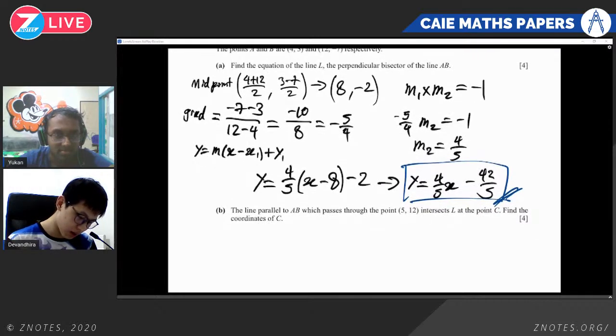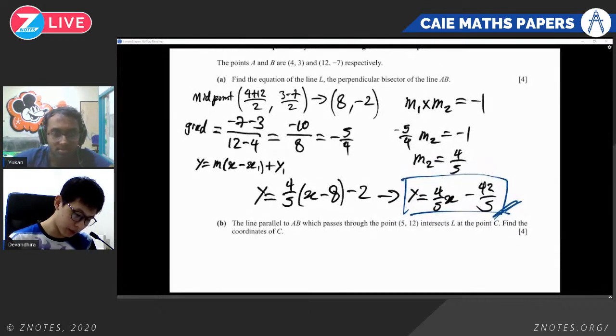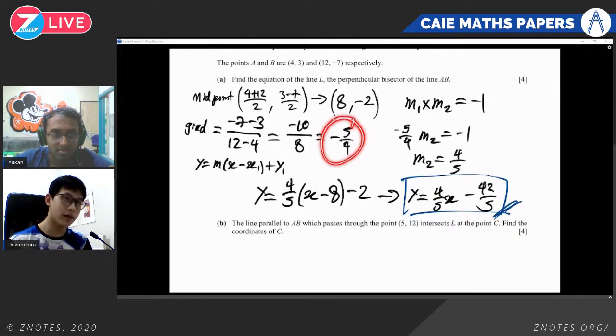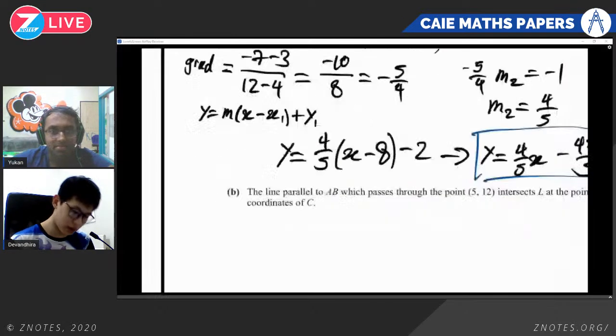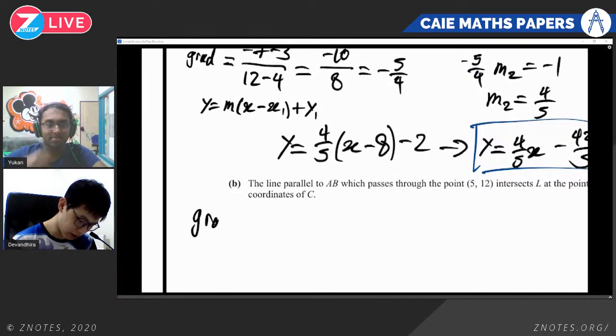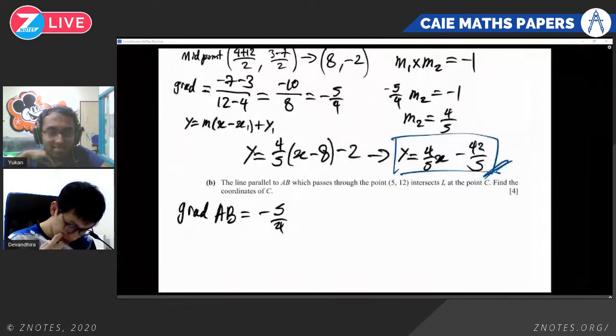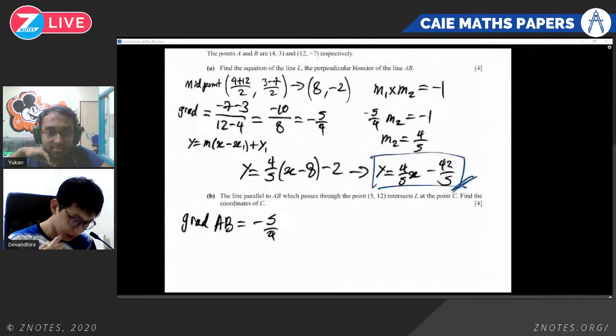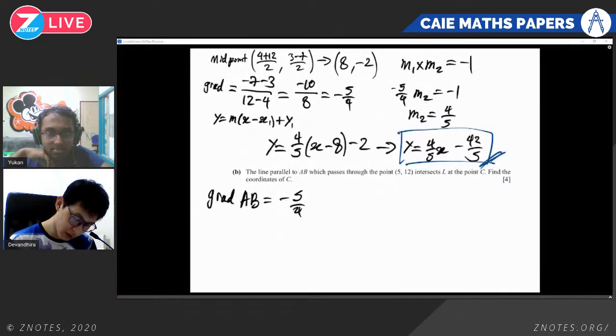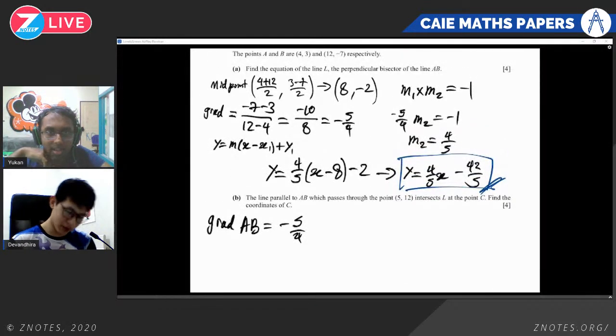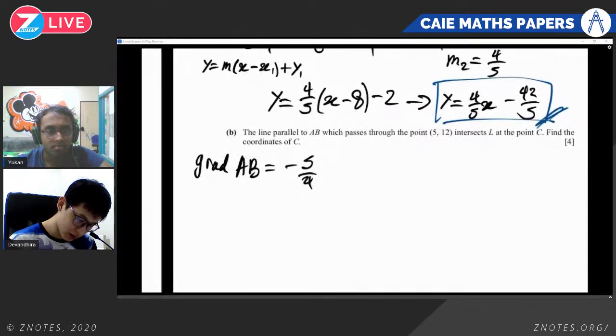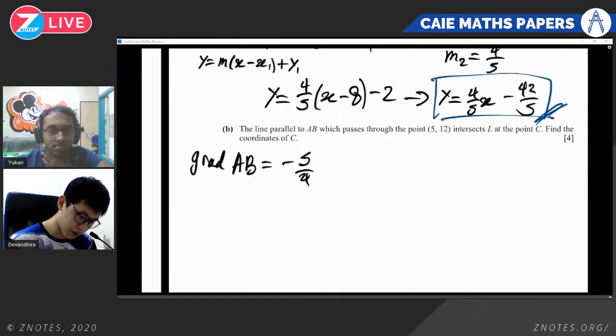The line parallel to AB. At first we found the gradient of AB, which is negative 5 over 4, correct? This one right here. So the gradient of AB is negative 5 over 4. It passes through the point (5, 12) and intersects L. So what's L? Do you remember what L is? Our line, our perpendicular bisector, correct? Okay, so the line parallel to AB passes through the point (5, 12).